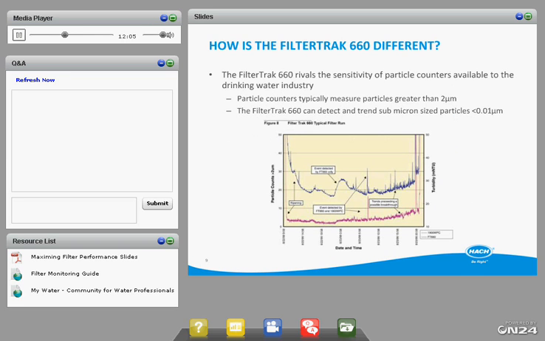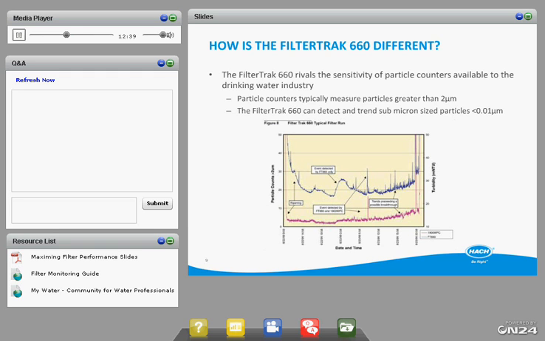So if we have the use benefits of the FilterTrack 660, what else is different about the instrument? Well, the FilterTrack 660 has a sensitivity, as we discussed briefly earlier, that certainly rivals that of any particle counter in the drinking water industry. So particle counters in the drinking water industry typically measure particles that are greater than 2 microns in size, whereas the FilterTrack 660 can detect and trend submicron particles down to 1/100th of a micron in size. Now that's certainly a much more sensitive instrument.